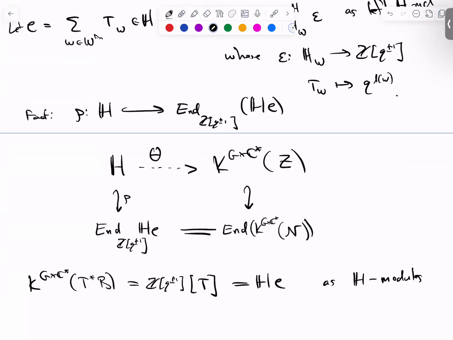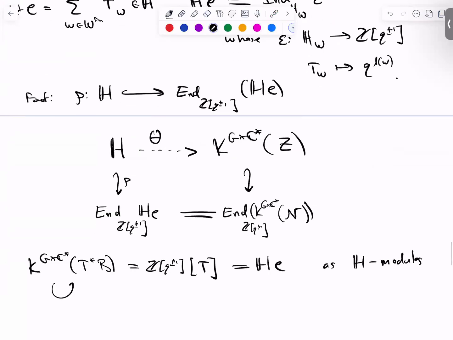This in particular implies that the endomorphism algebras are isomorphic as algebras. And now, how does the K-theory of Steinberg act on Springer? Well, that's just by convolution. So this has an action by convolution. And here, the key property is that if you intersect Steinberg with Springer, you get Springer.